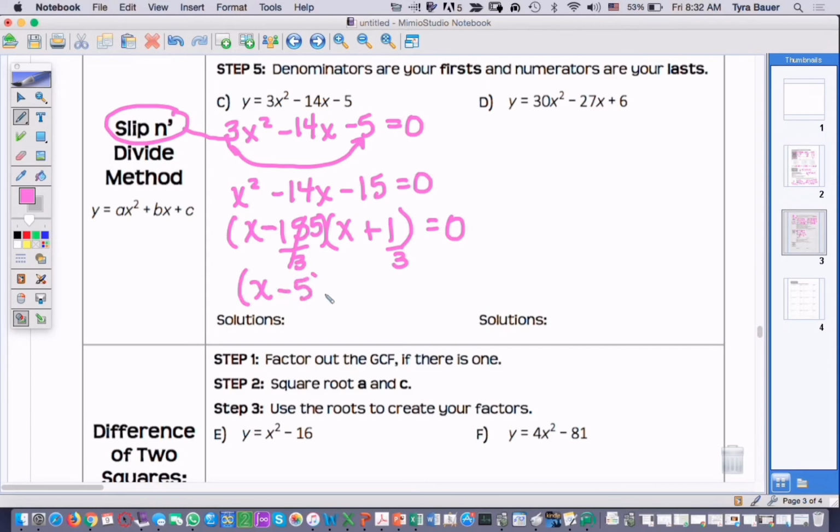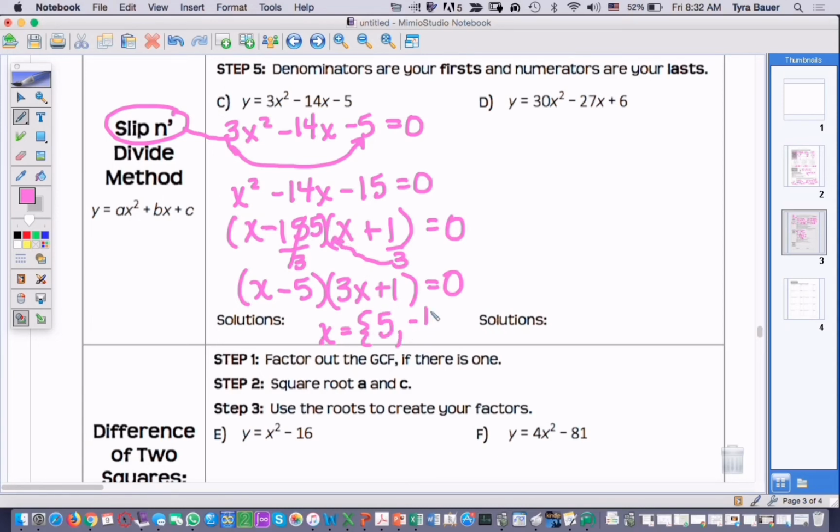15 divided by 3 is 5. So now I have the term x minus 5. Can I simplify anything here? So what does it say we should do? We have a fraction here. What should I do? The denominator is your first, so I'll have 3x, and this numerator is my last. All right, so we left it as 5.